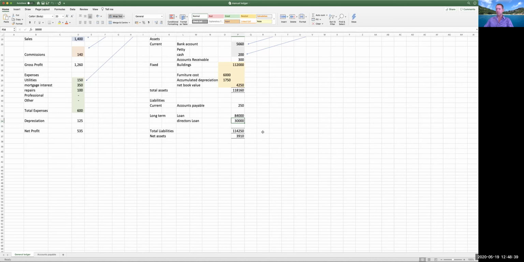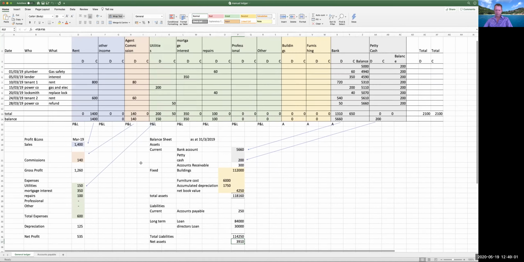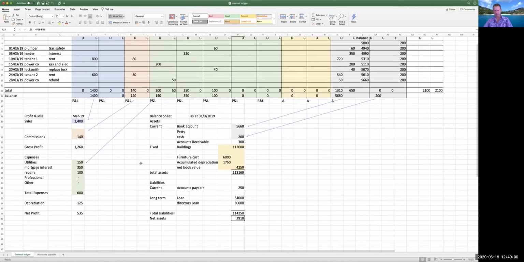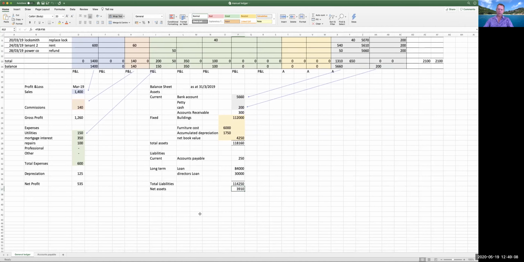Even though the individual might be the owner of the company, £30,000 is owed by the company to the individual, to the director, as a director's loan, and that is a liability to the company. So your total liabilities there are £114,000, and your net assets, the book worth of your business, not necessarily the amount you sell your business for, but the book worth of your business, is 3,910.